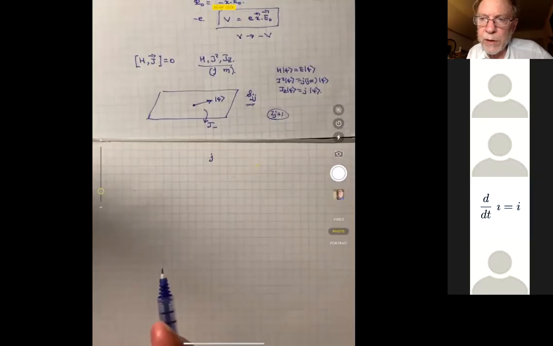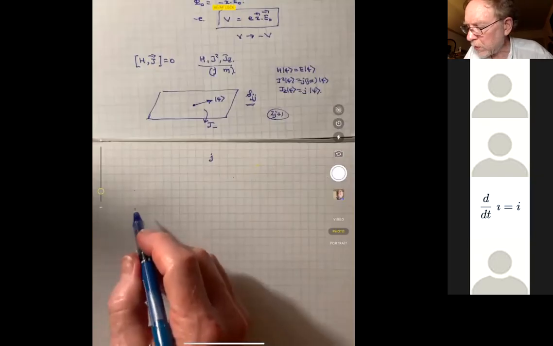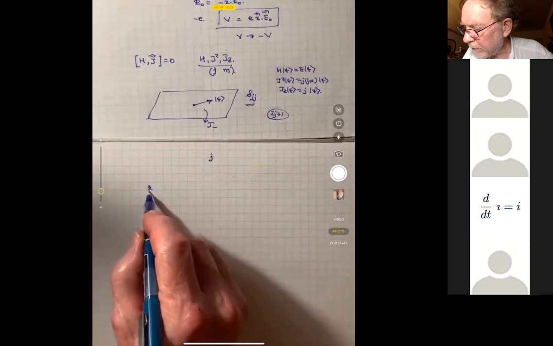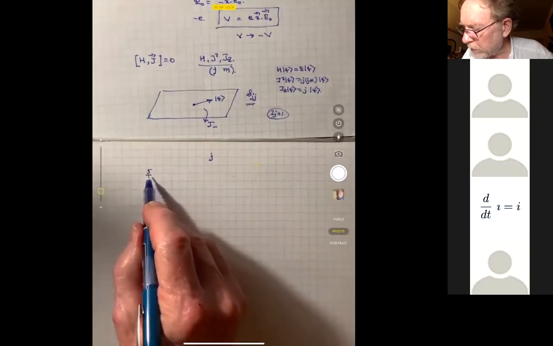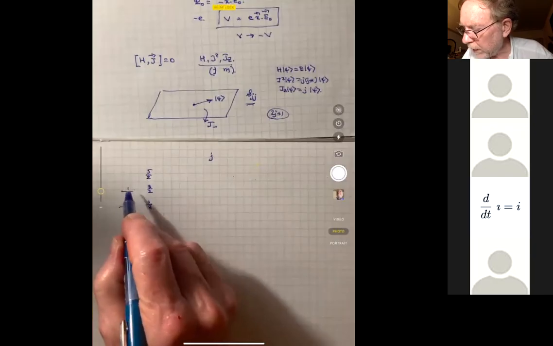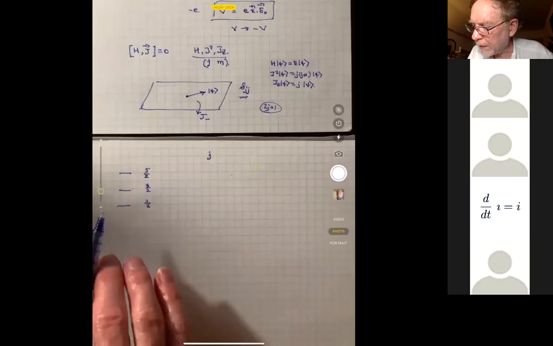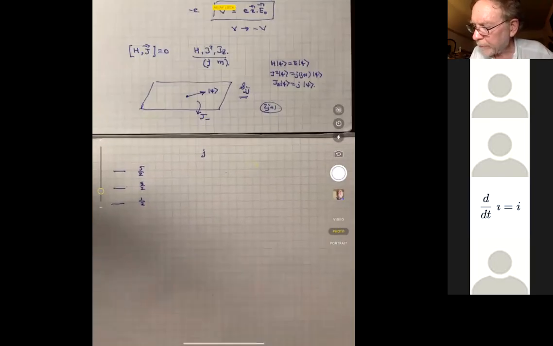I illustrated this in the case of the iron 57 nucleus, which has these three states with j values 1/2, 3/2, and 5/2. These are the first three excited states of the iron 57 nucleus, and here's the j value. So the degeneracies are 2, 4, and 6, like that.